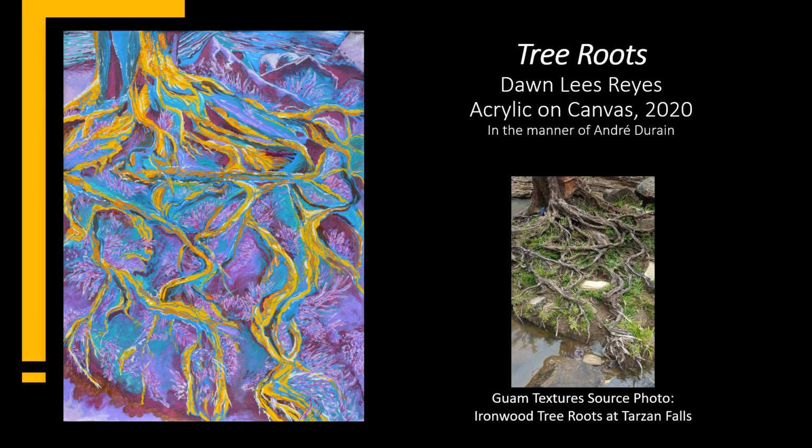The Guam Textures inspiration for this painting are these ironwood tree roots found at the base of Tarzan Falls. I think it's easy to see how I applied Fauvist techniques by choosing bright colors that are not really part of the natural world of tree roots, and by using loose brush strokes. I enjoyed the free-flowing sensibility of the roots themselves and tried to express that idea in the composition.